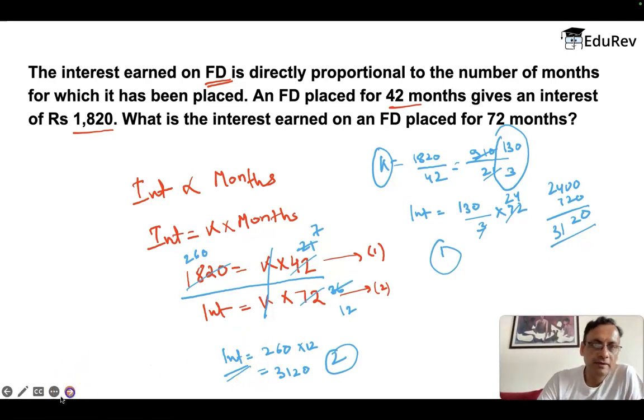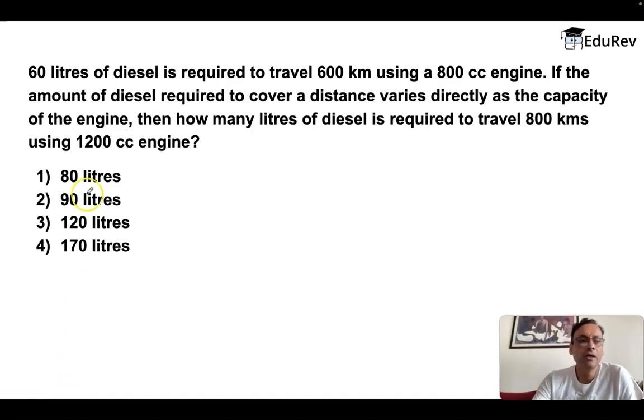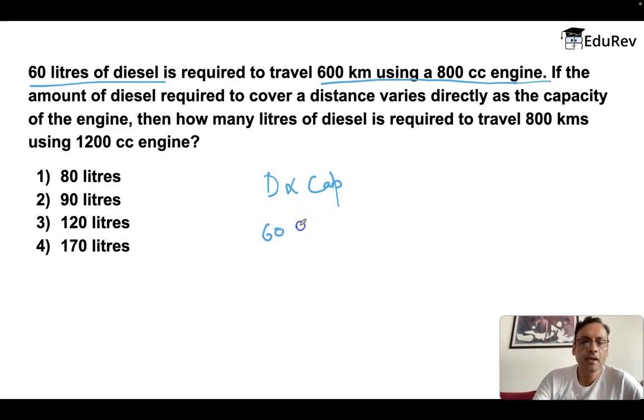Okay, fair enough. Let's look at the next question. 60 liters of diesel is required to travel 600 kilometers using an 800 cc engine. If the amount of diesel required to cover a distance varies directly as the capacity of the engine. So diesel is proportional to capacity of the engine. So if you see the first case, 60 liters is equal to constant into capacity, which was 800, and the second time, I don't know how much, but capacity has become 1200.